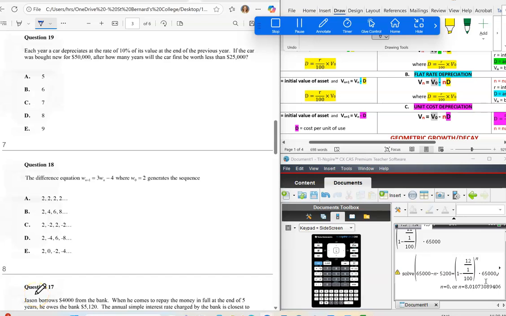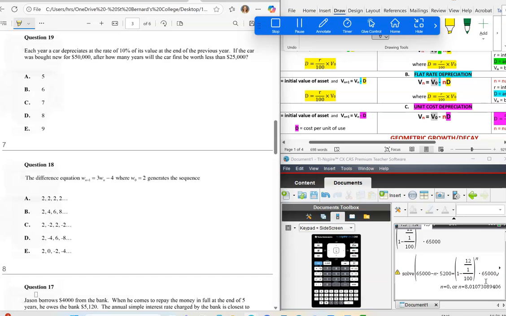Each year a car depreciates at a rate of 10% of its value at the end of the previous year. So what was that? We wrote that the other day, in our summary sheet or on our titles. When I said it's 10% off the new total every year, is that flat rate depreciation or reducing balance? Flat rate's the same amount. Yes, good. It's reducing balance.